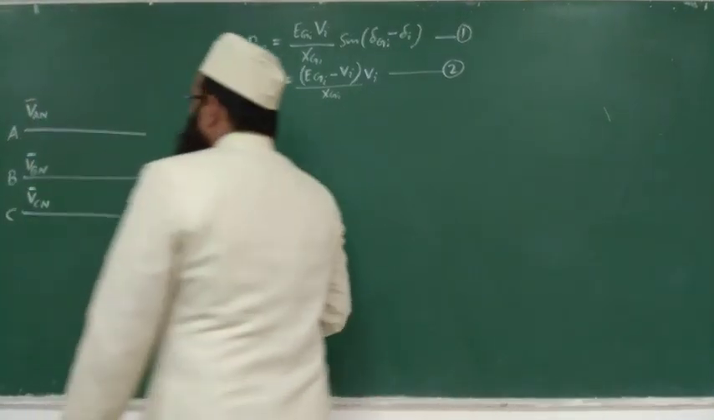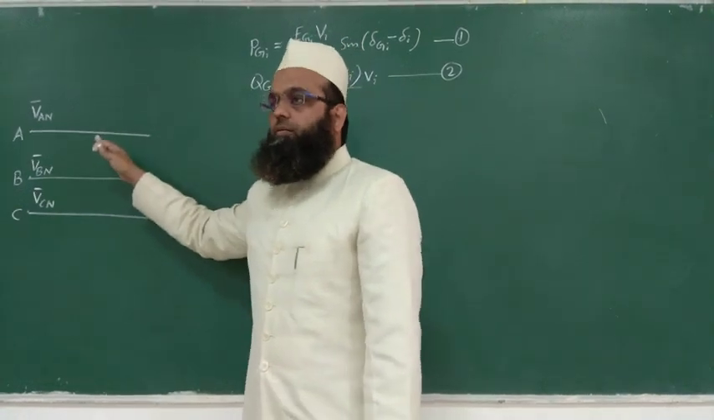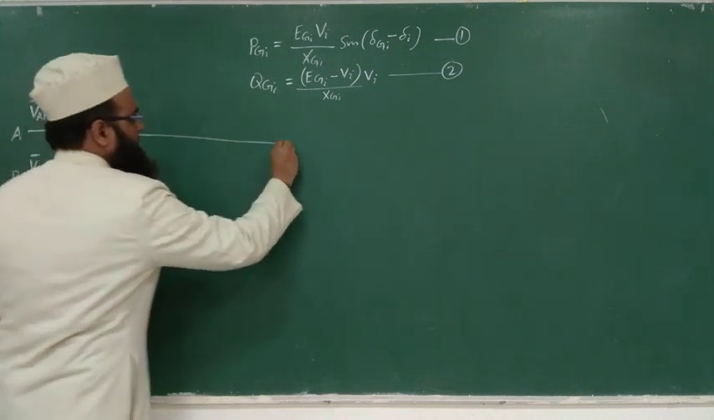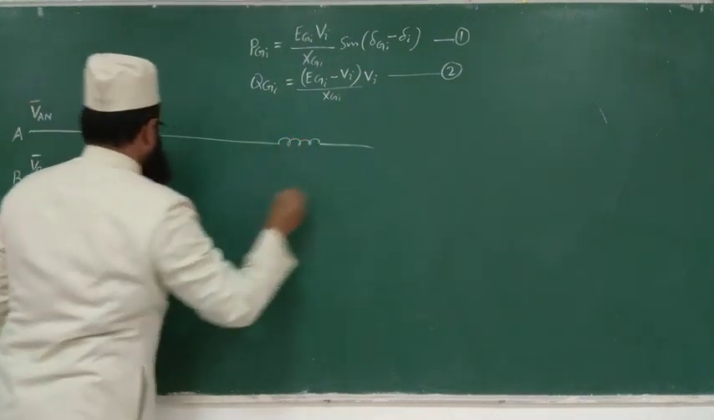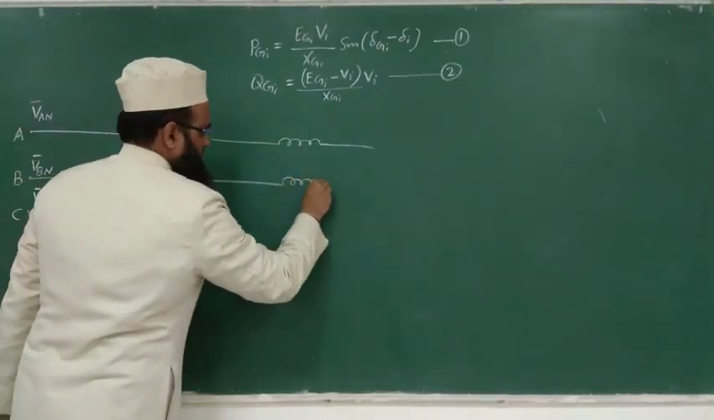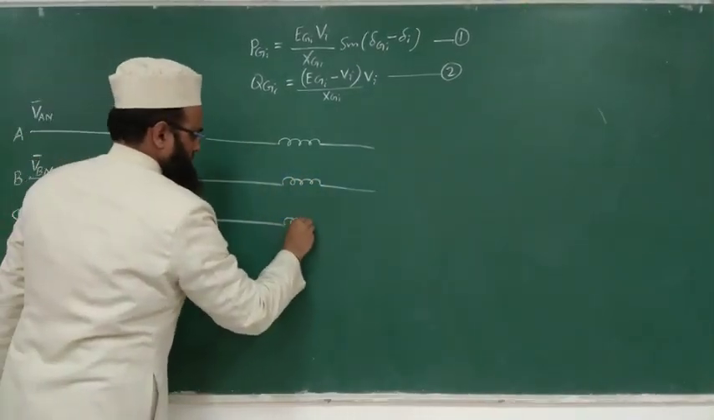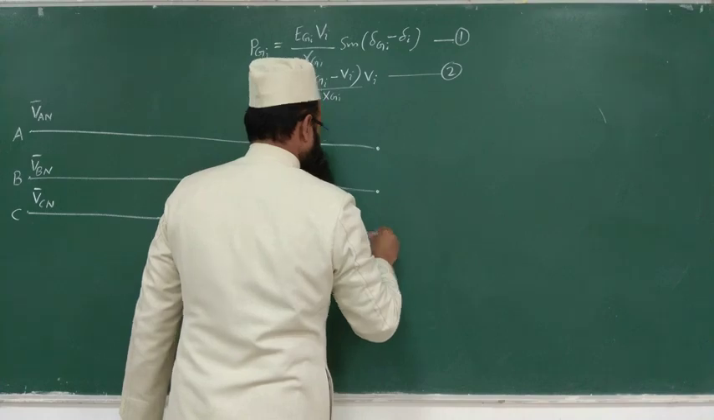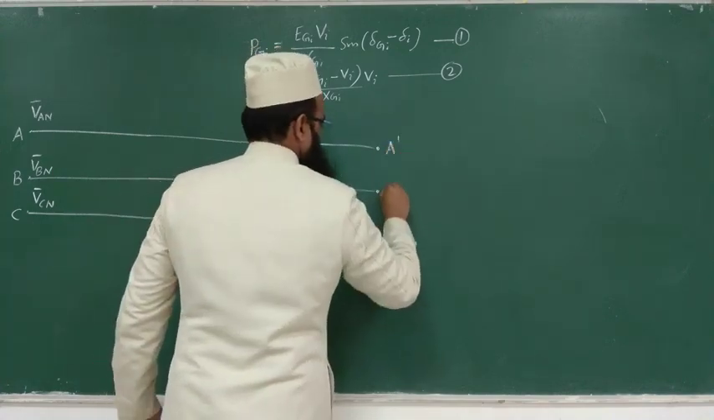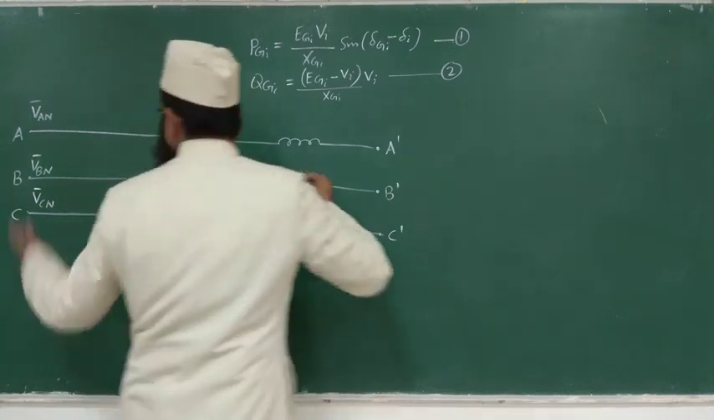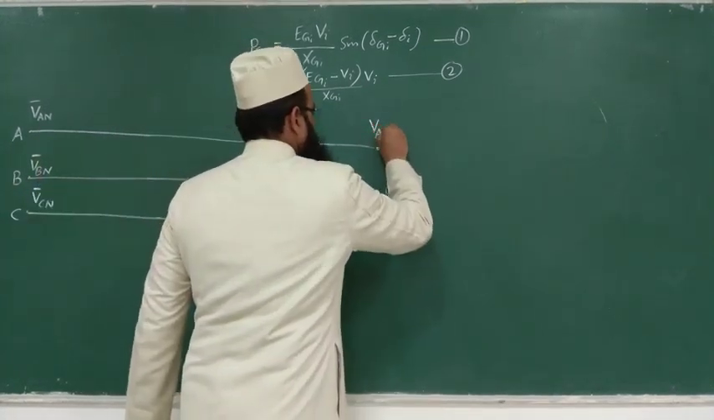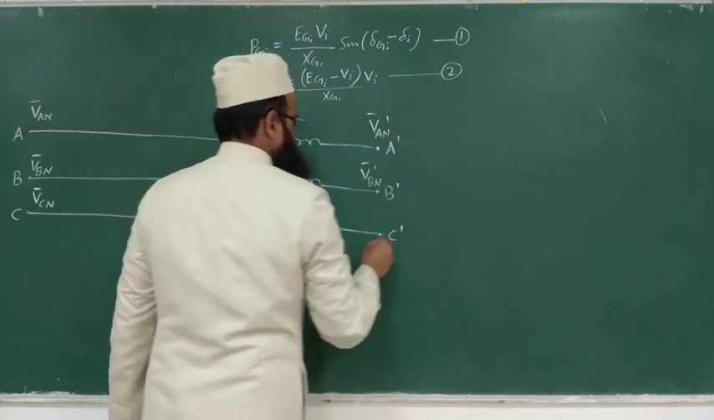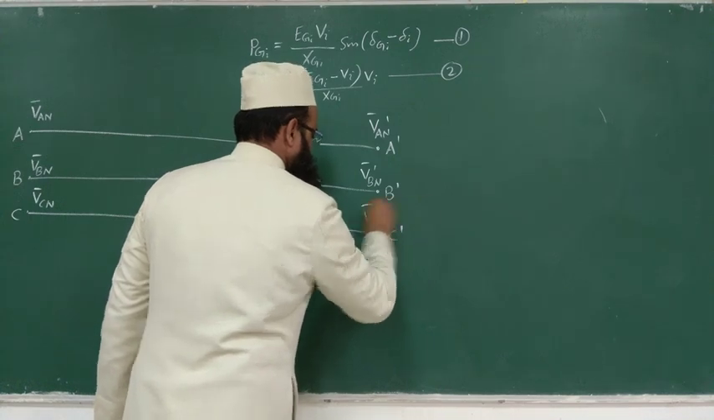You want to boost, you want to increase the voltage magnitude. First draw this diagram, and let us represent these terminals with corresponding A dash, B dash and C dash, so that the phase voltages will be represented by VAN dash, this phasor VBN dash, and this phasor VCN dash.